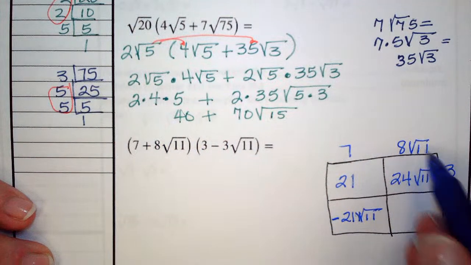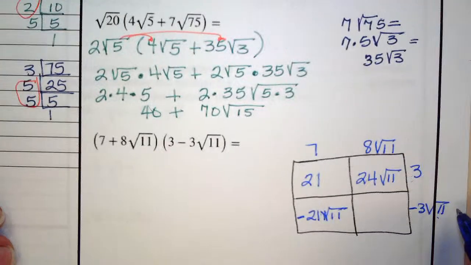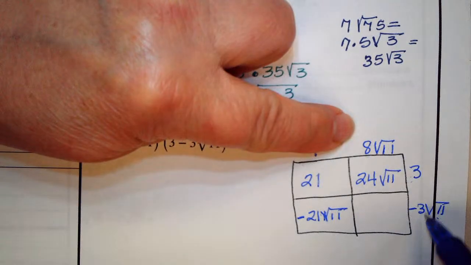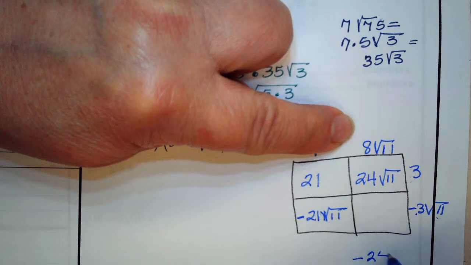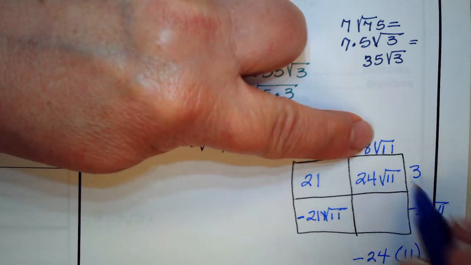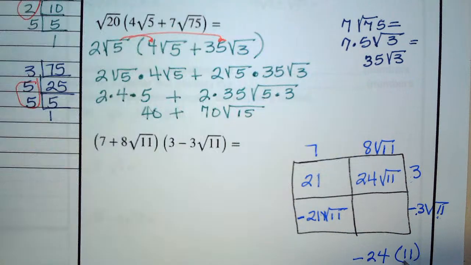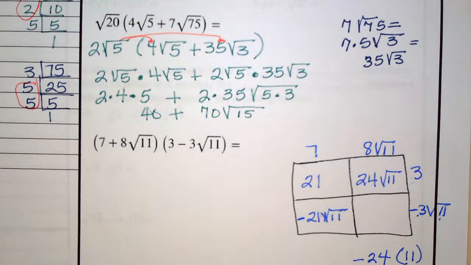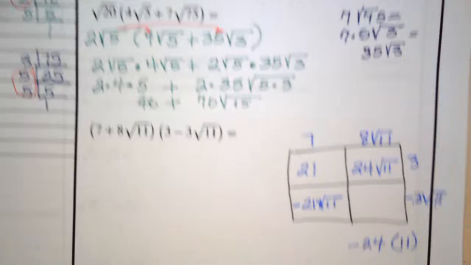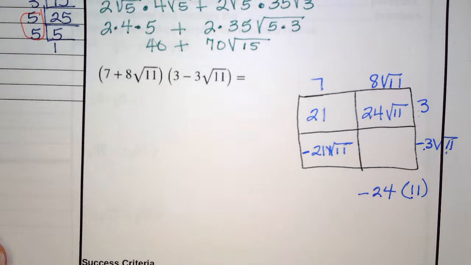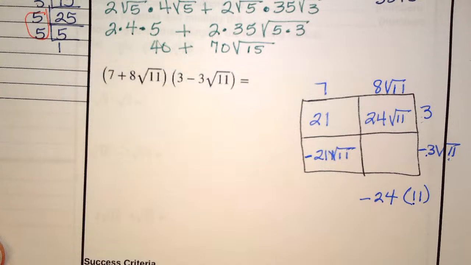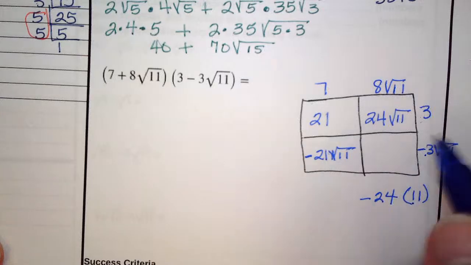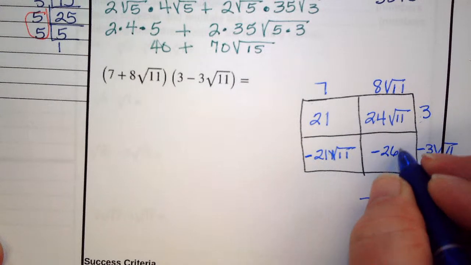Okay, now the square roots here are going to cancel each other out. Because I've got 8 times negative 3 is negative 24, and then the square root of 11 times the square root of 11 is 11. What is 24 times 11? 264. Positive times negative is a negative 264.